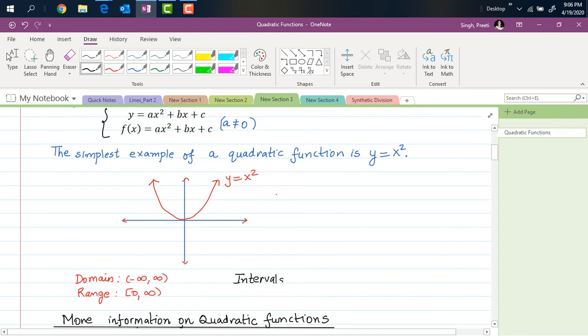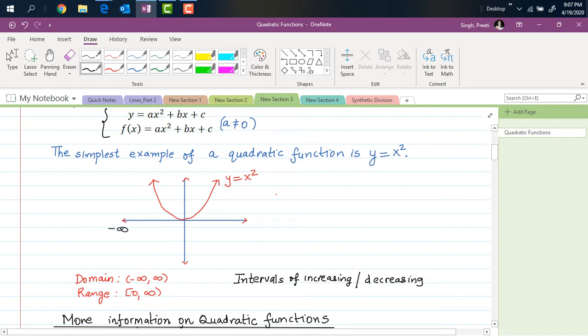So, intervals of increasing and decreasing. I'm going to write here intervals of increasing and decreasing. So what this is asking is, in what interval is your function increasing and in what interval is your function decreasing? First of all, what is increasing and what is decreasing? Increasing means as you go from left to right, is the function going up or is it going down? We always start from negative infinity.